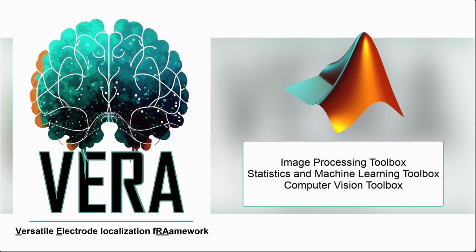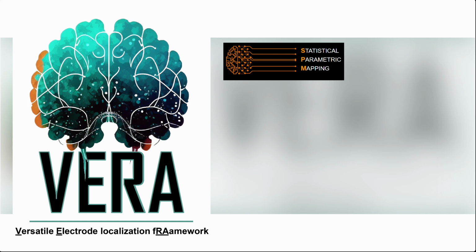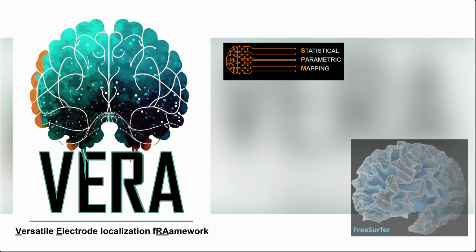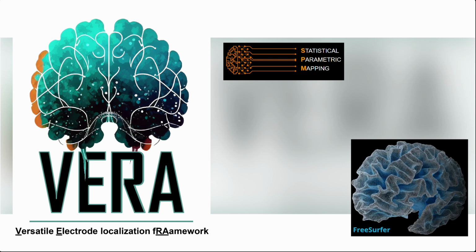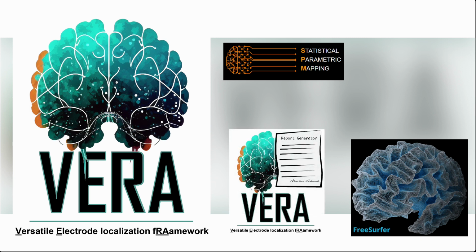VERA runs on MATLAB 2018b or higher and requires the Image Processing Toolbox, Statistics and Machine Learning Toolbox, and the Computer Vision Toolbox. In addition to these MATLAB toolboxes, the standard pipeline for localizing SEEG electrodes makes use of SPM12 for MRI-CT co-registration, FreeSurfer for brain model segmentation and point set editing, and our in-house report generator tool for producing a PowerPoint report of electrode locations.